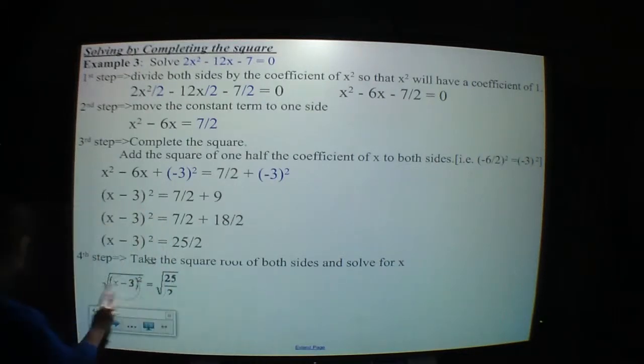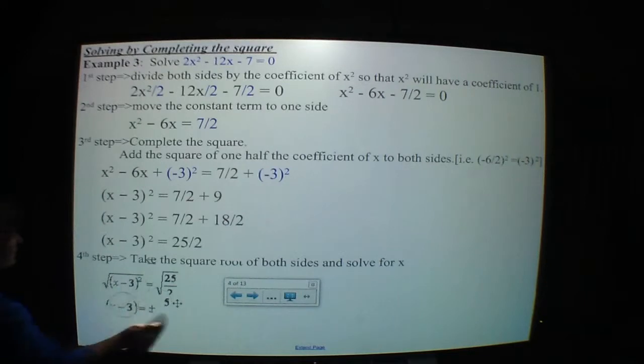There. So take the square root of each side. So I end up with x minus 3 is equal to plus or minus the square root of 25 is 5, the square root of 2 is 2. And then add the 3.